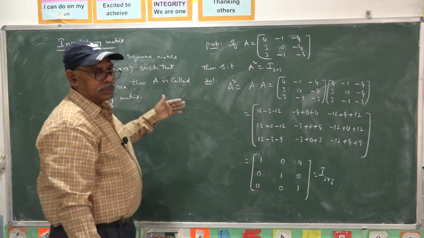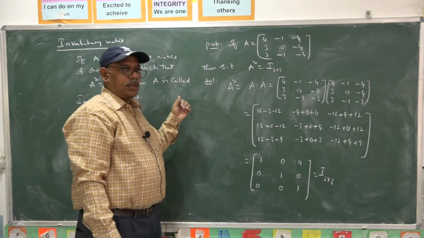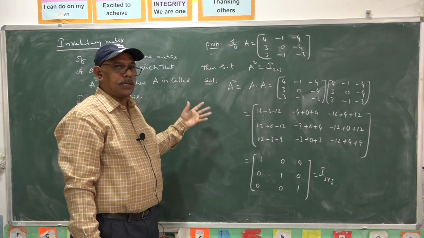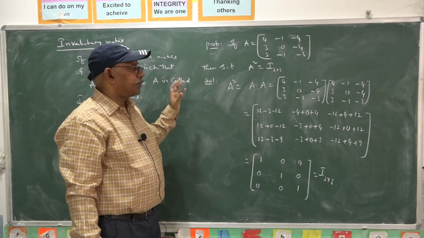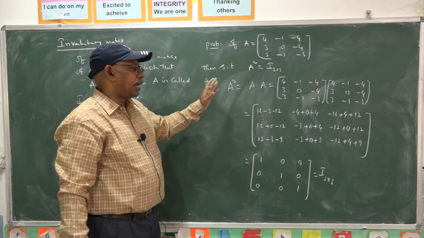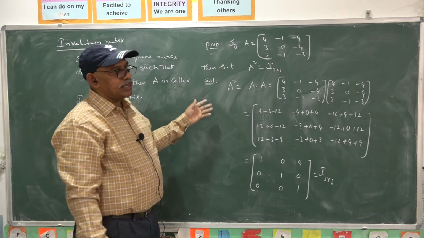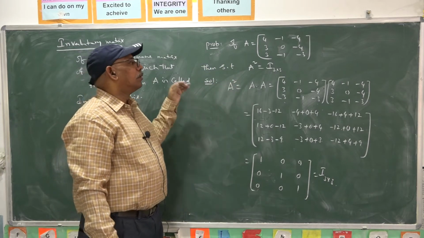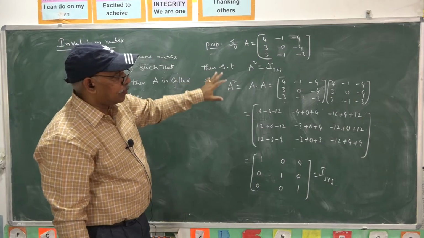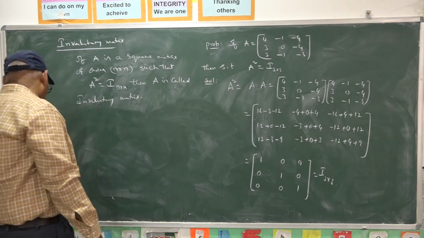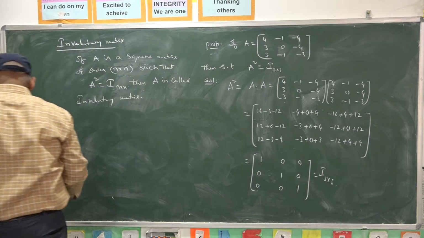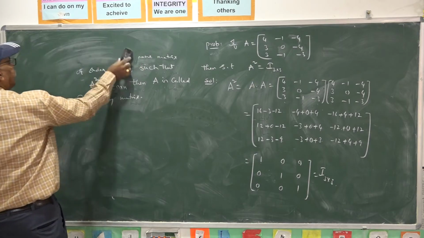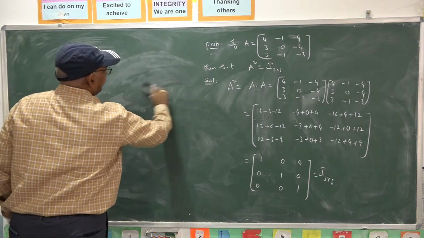Once A square equal to A, that is idempotent. If A power n is 0, where n is the least positive integer, then A is said to be nilpotent of index n. In case of A square equal to I, then you can say that A is an involutory matrix. You observe the difference between these three.